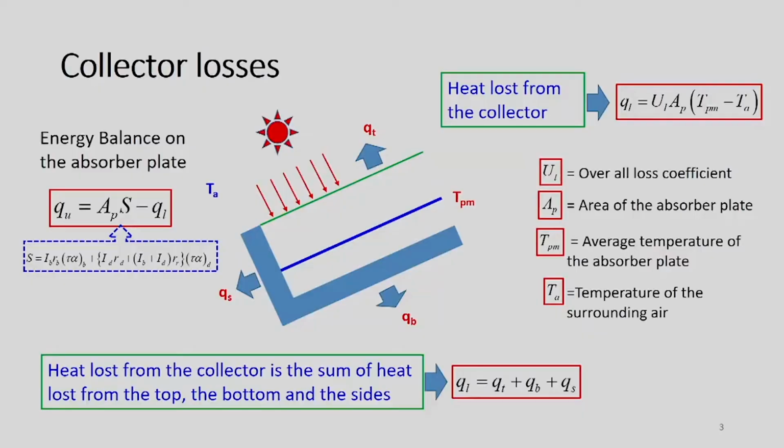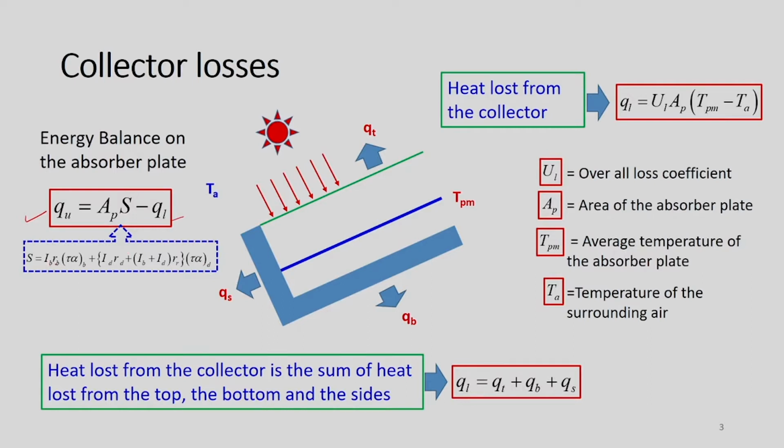As we understood in the previous classes, the energy balance on the absorber plate can be expressed using this equation: Qu is equal to Ap into S minus Ql. What is Qu? This is the useful heat gain, right? Ap is the collector area or absorber area, and S is the flux which is received by the absorber plate, right? And this S is a function of many parameters.